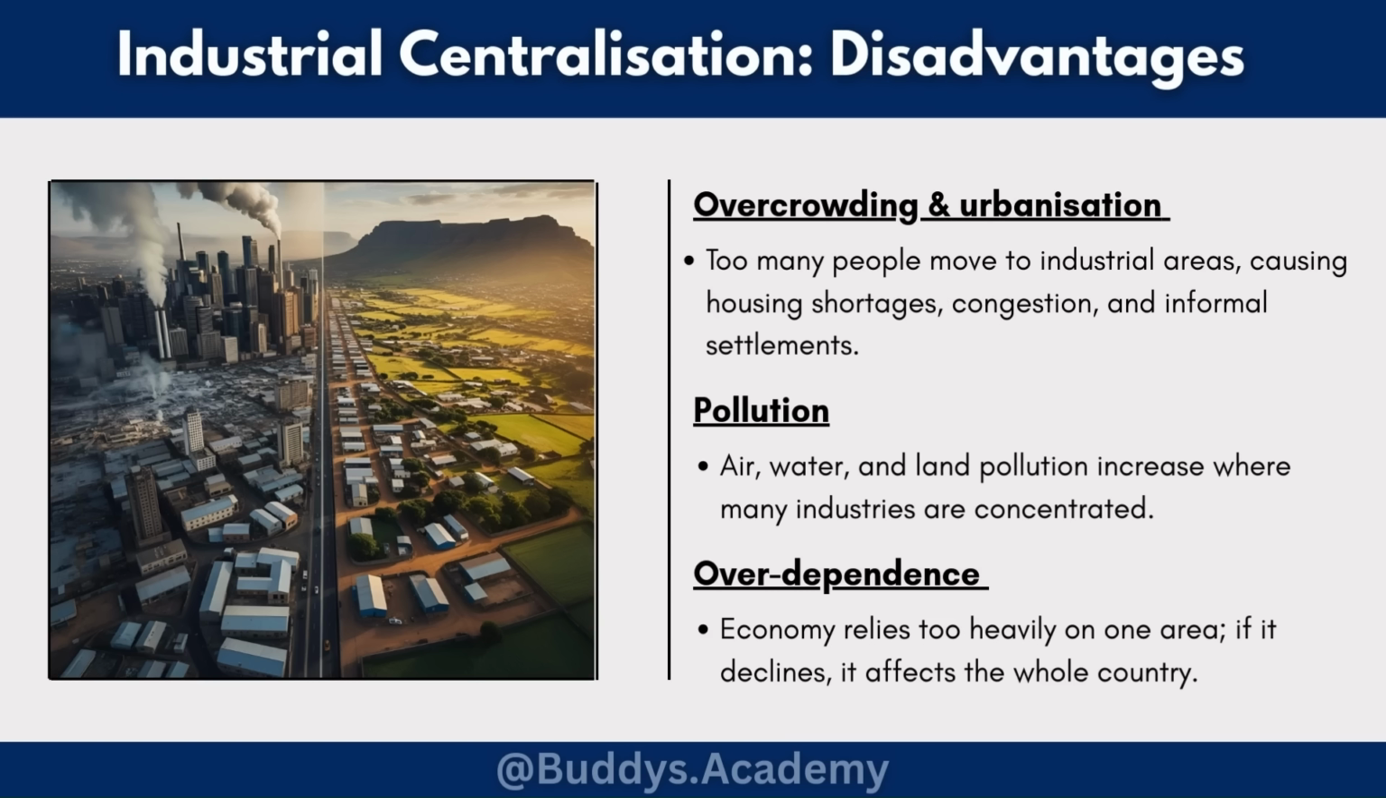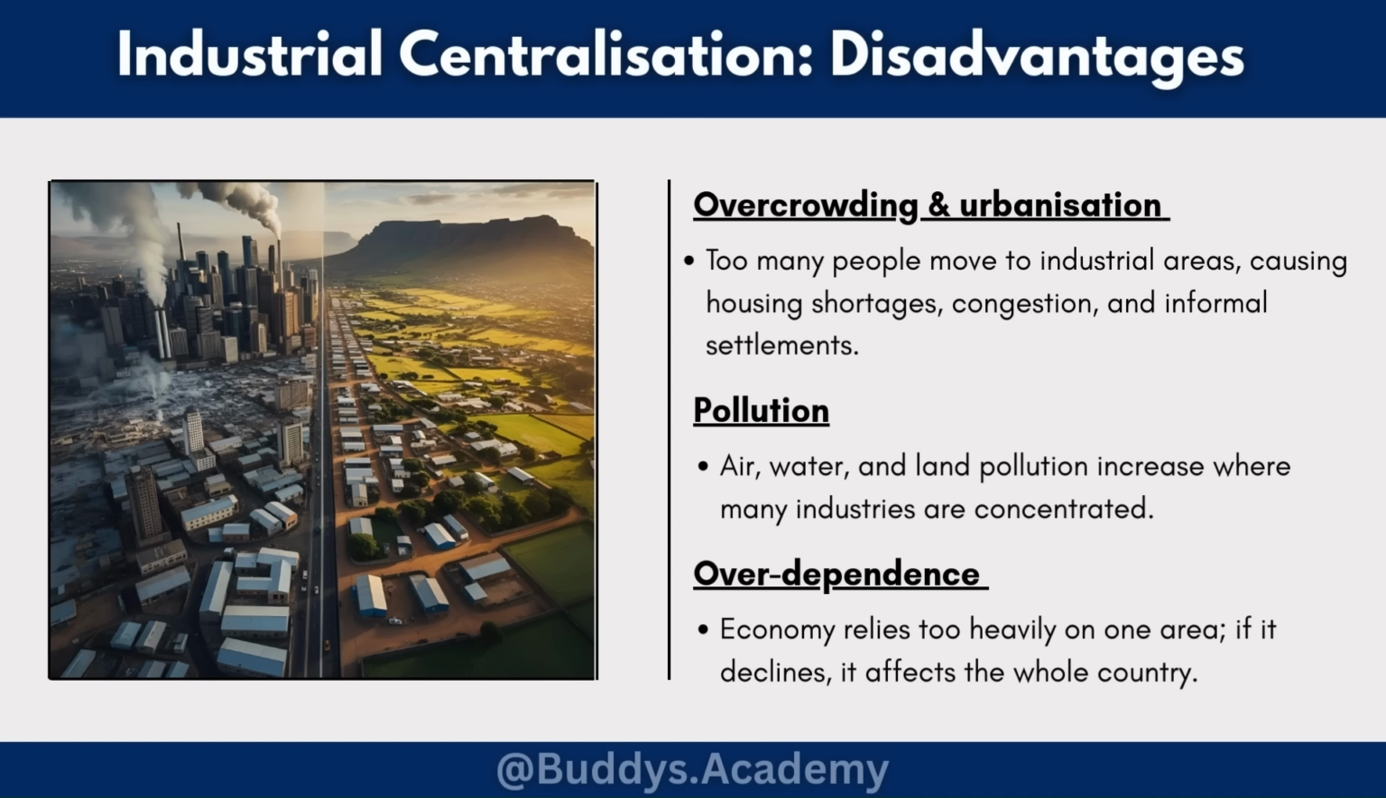Now, just like we have advantages, we also have your disadvantages of centralization. Now, your first issue is going to be overcrowding. Now, too many people move to industrial areas, right? And that's going to cause housing shortages, it's going to cause congestion, and it's going to cause your informal settlements to rise up as well. Your second disadvantage would be pollution, right? So air, water, and land pollution are all going to increase where your many industries are going to be concentrated.